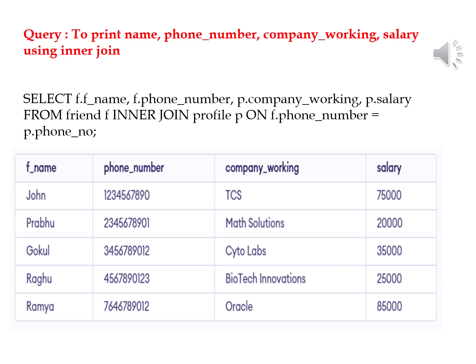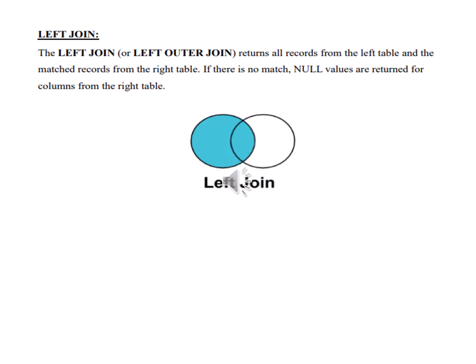So this is the output of the inner join. Next one is left join or left outer join. Return all the records from the left table, whether it is matched with the right table or not. If there is no match, it will return the null values for the right table attributes.